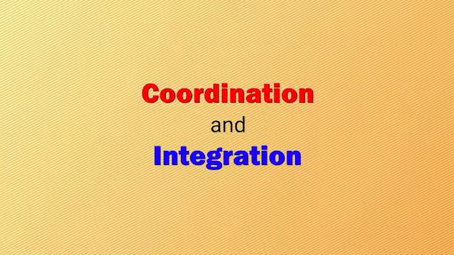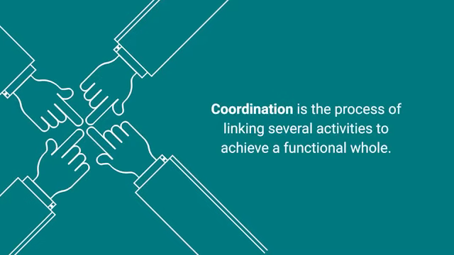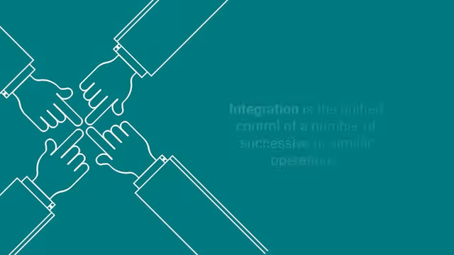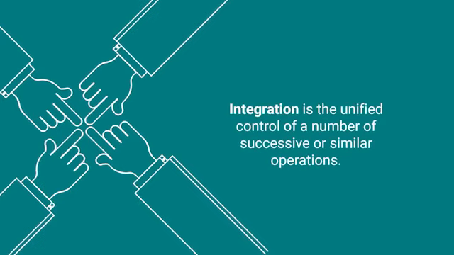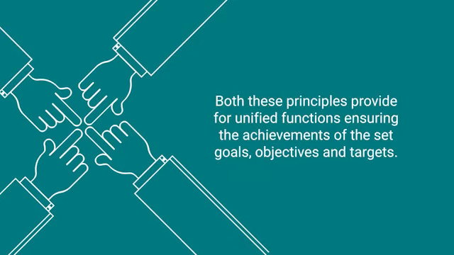Another important component, which is extremely important from an organizational perspective, is coordination and integration. Coordination is the process of linking several activities to achieve a functional whole. And integration is the unified control of a number of successive or similar operations. Both these principles provide for unified function, ensuring the achievement of the set goals, objectives, and targets.